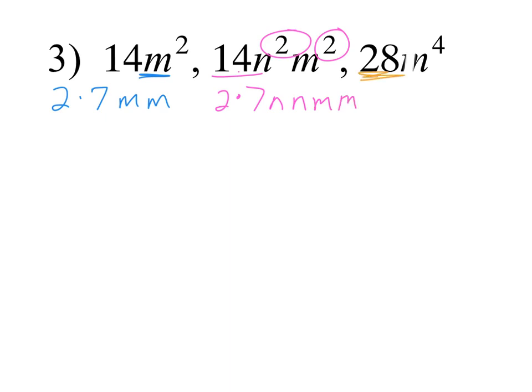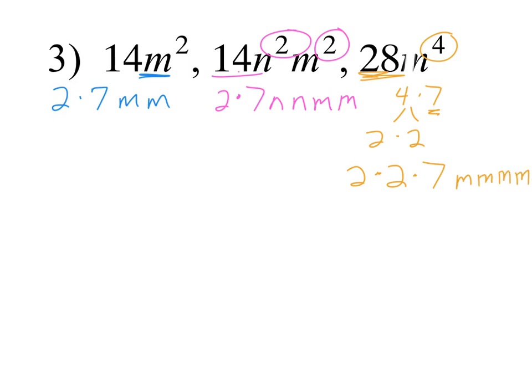Once again, 14 fully factored is just going to be 2 times 7. N to the second means we would have 2 n's. M to the second means we would have 2 m's in the fully factored form. And 28 fully factored would be, let's see, I'm going to start with 4 times 7. That 7 is prime. Then I can factor that 4 into 2 times 2. So the fully factored form is going to be 2 times 2 times 7. And of course, m to the fourth means that I would have 4 m's.